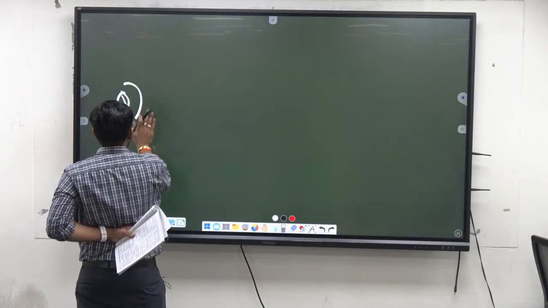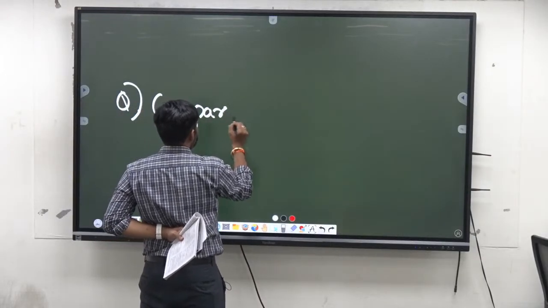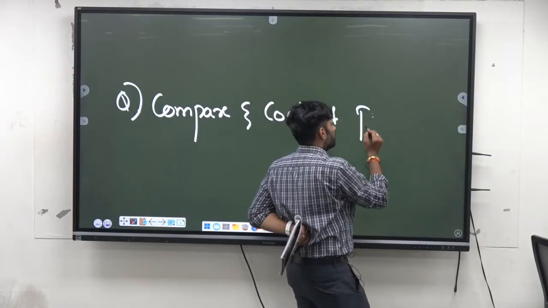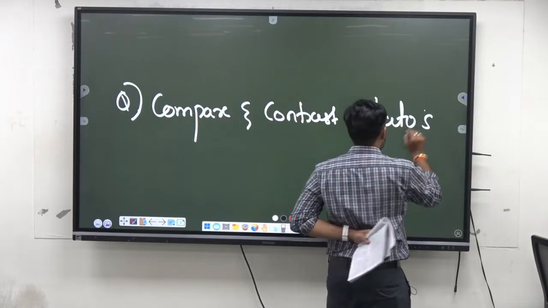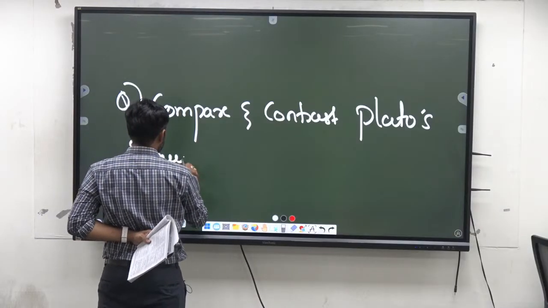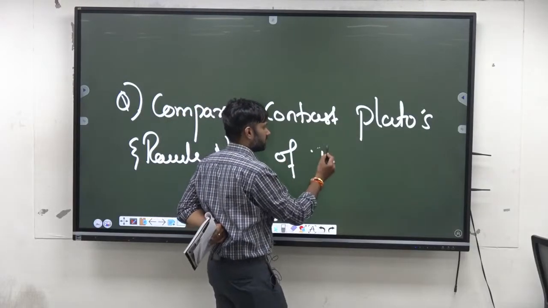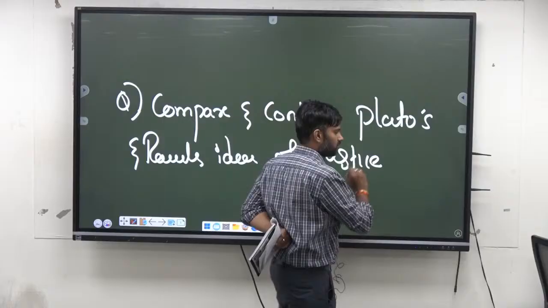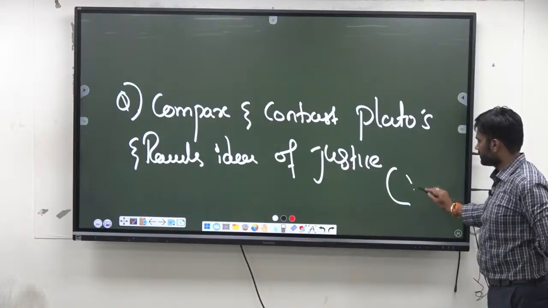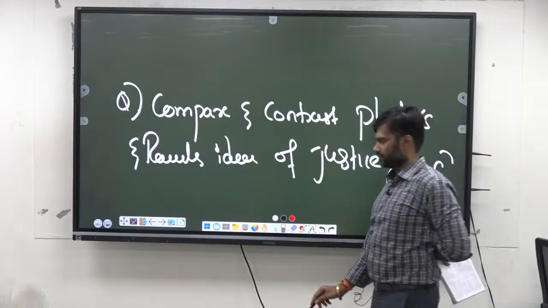Compare and contrast Plato's and Rawls' idea of justice. Compare and contrast Plato and Rawls' idea of justice. And this is for how many marks? 10 marks, and you have to write within 150 words.